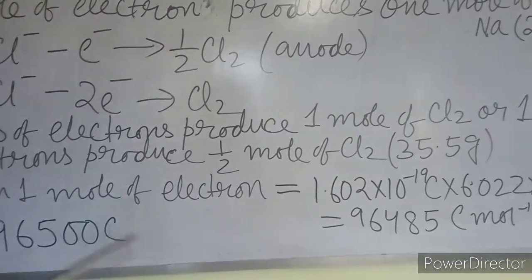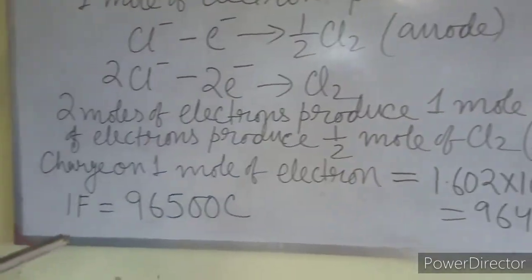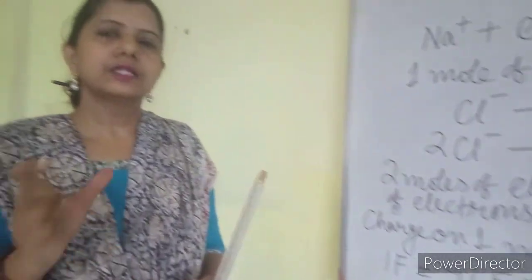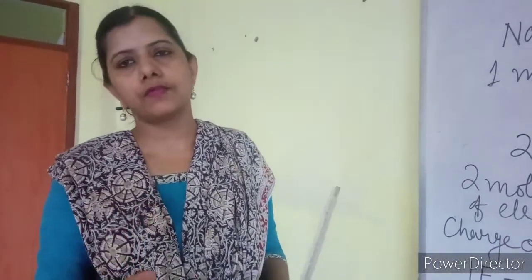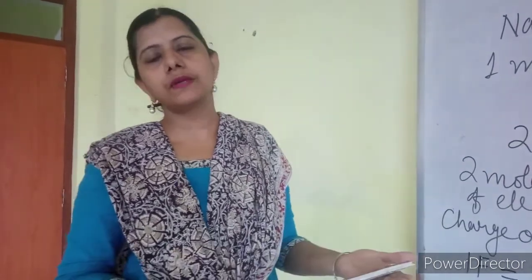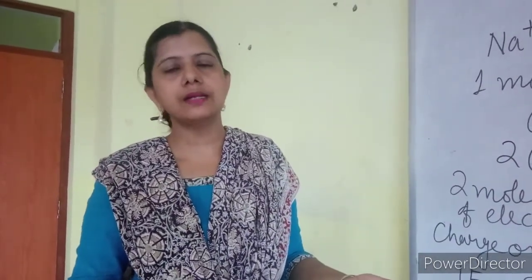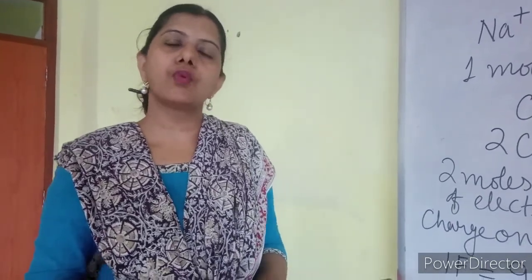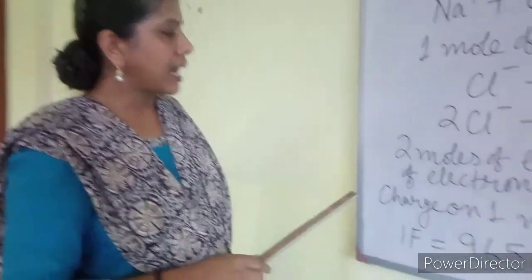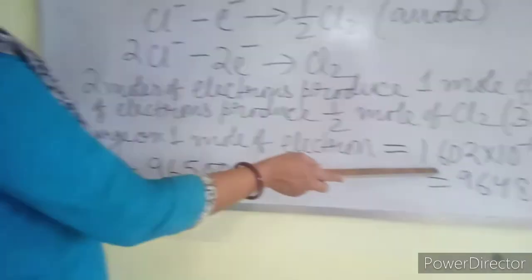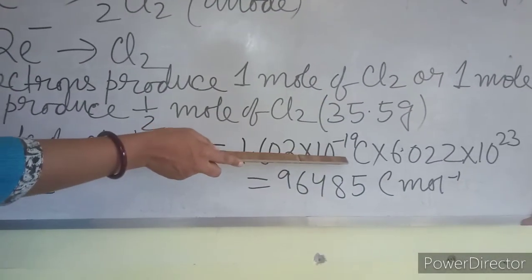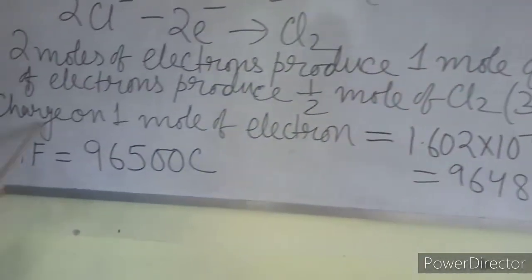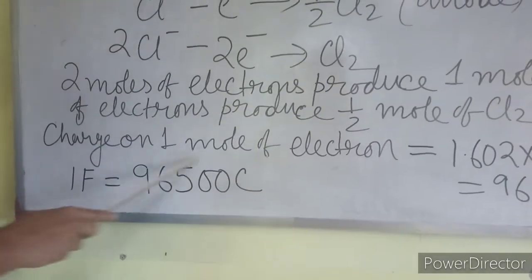Now another thing that I want to say is, what is 1 Faraday? 1 Faraday is the charge on 1 mole of electrons. 1 mole of electrons, how much charge is there? That is termed as 1 Faraday. What is the charge of 1 electron? Charge of 1 electron is 1.602 into 10 to the power minus 19 coulomb. All of you know.